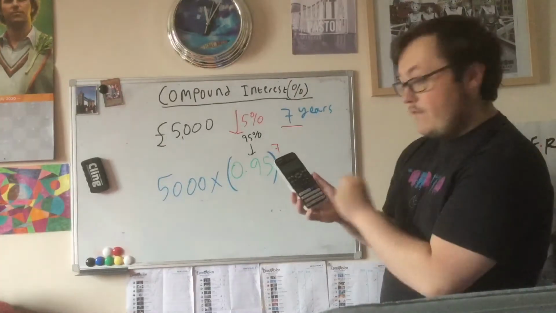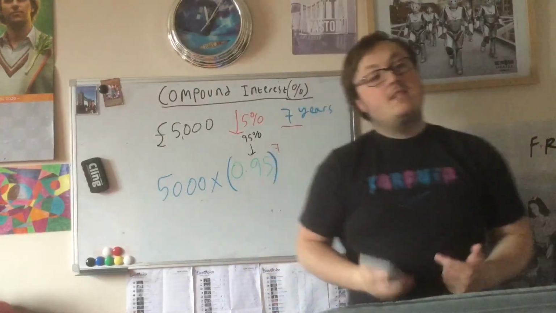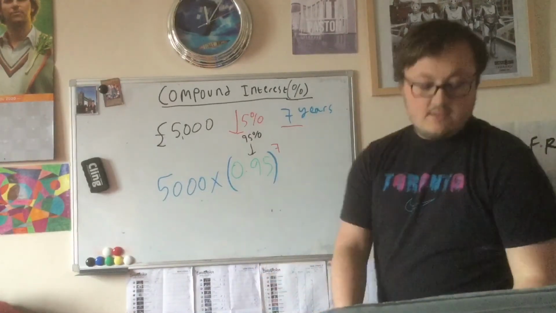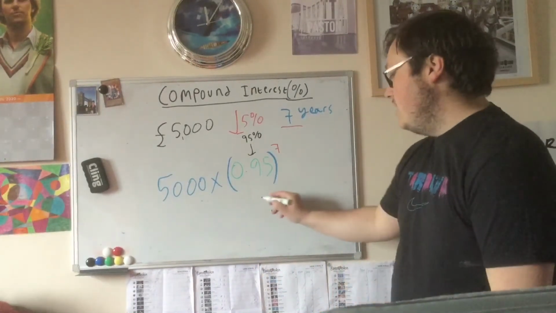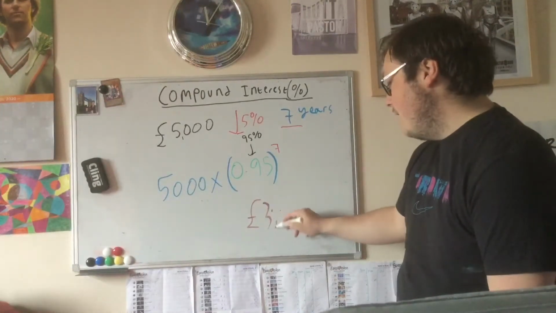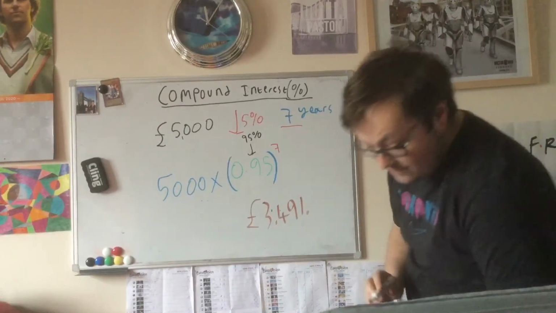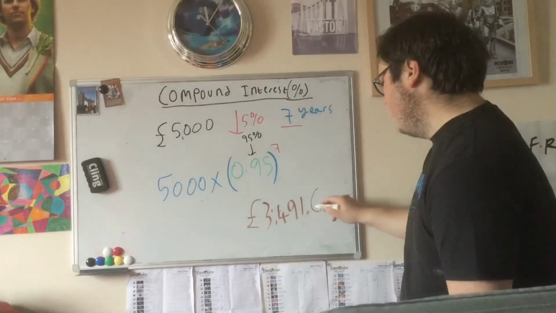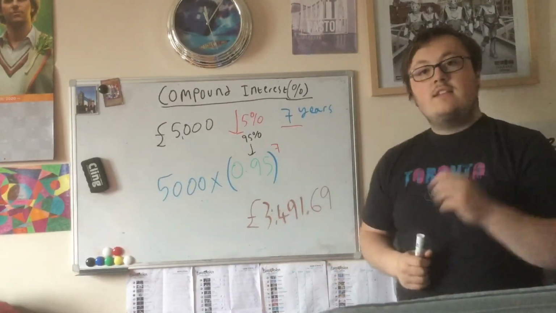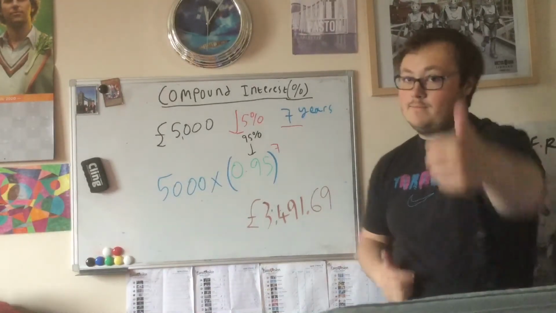Bracket 0.95 and then to the power of 7. Now obviously because this is in pounds, we have to do it to 2 decimal places. So the price of the car after 7 years will be £3,491 and 69 pence. And that's how we can use compound interest. It's a simple trick once you know how to do it.